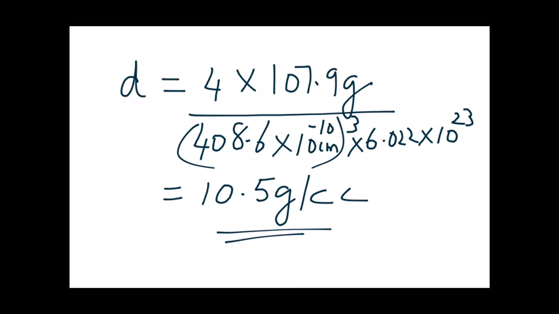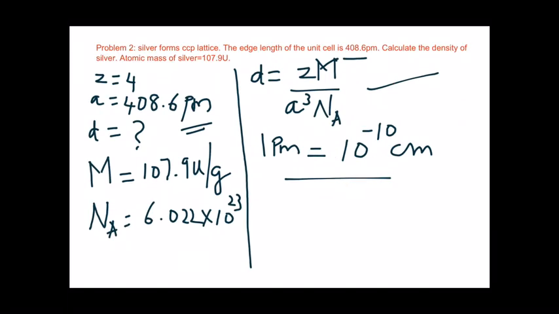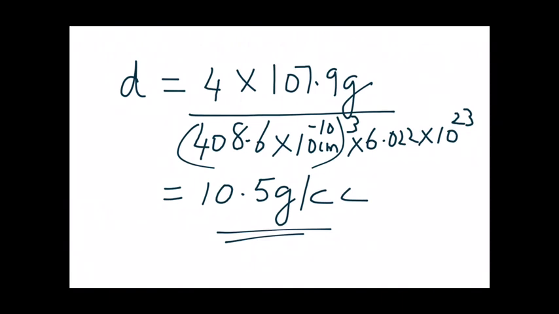So this is a direct substitution. Z, m, picometer converted to centimeter, that is the edge length, and Avogadro number. You get the answer as 10.5 gram per cc as the density of silver. Problems based on this density equation are frequent questions in the examinations. So practice more of such problems and be thorough with it.